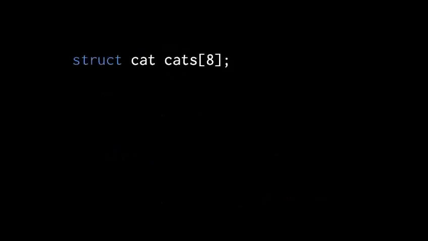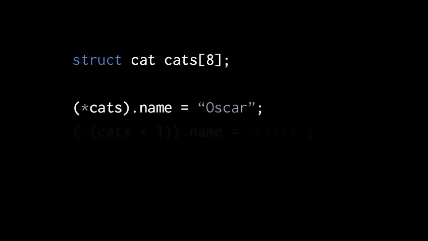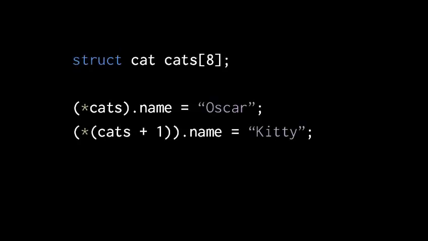So here we're creating an array of 8 struct cats, and like with any other array, cats here is actually a pointer value. So if we dereference cats, we get the first struct cat in that array, and so we assign here its name member, the string Oscar, and then to assign a name to the second cat in the array, we dereference cats plus 1 rather than just cats. And if you're thinking this is ugly, you're right, it is ugly, but there's actually a prettier syntax which we'll introduce later that does the same thing.